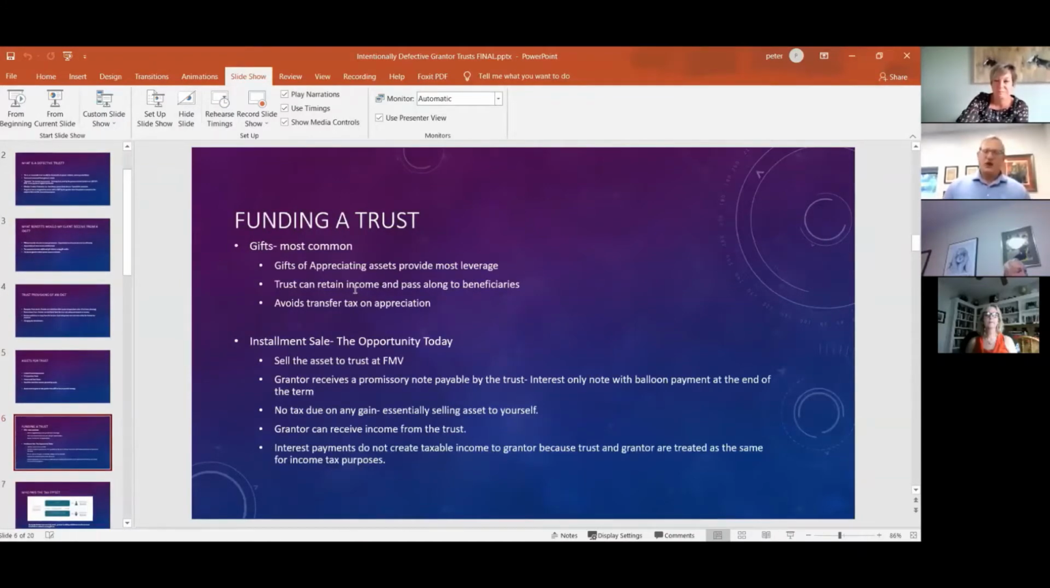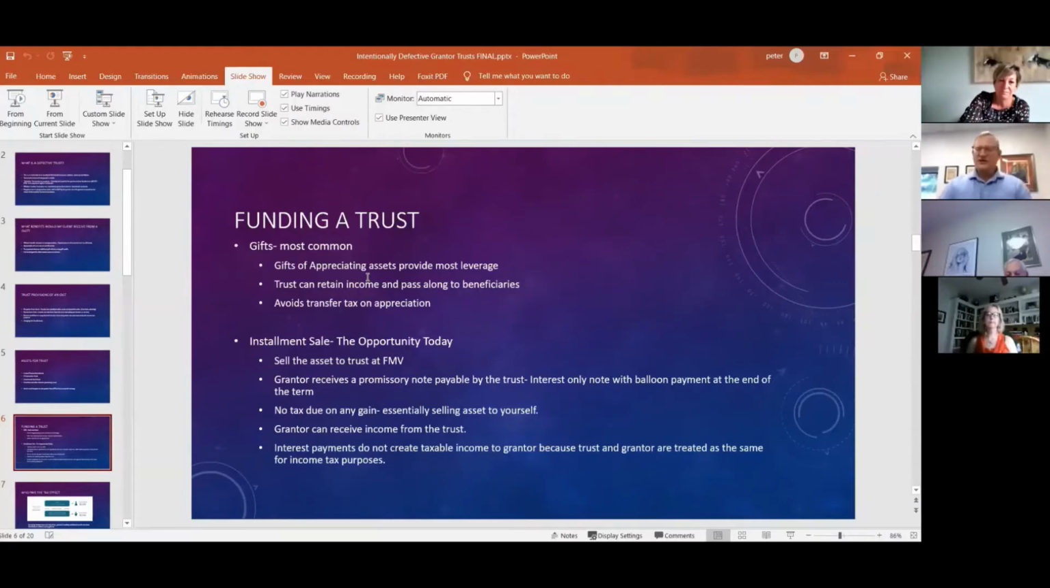So how do we fund that trust? We absolutely can do a gift. That is traditionally one of the most common ways to put assets into the trust. Again, we're going to be looking at those assets that have the potential for appreciation. In the next slide, we're going to take a look at the way that paying income tax can help with that appreciation and the legacy planning to the next generation. And we're also going to avoid any of the transfer tax on that appreciation.